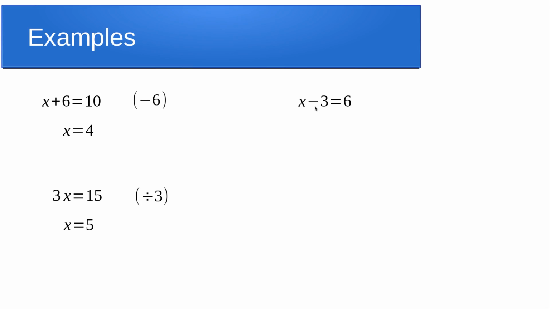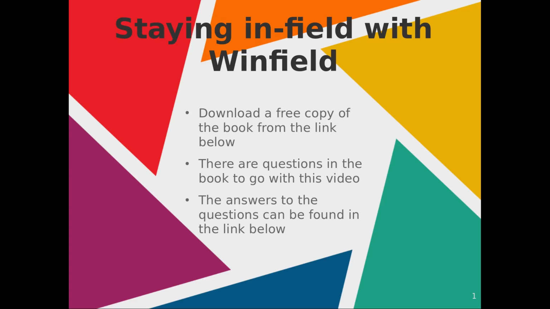So we're subtracting 3. We need to do the opposite and add 3. That will leave x on this side and 9 on the other. And finally, here the x is being divided by 4. The opposite of dividing by 4 is to multiply by 4. That will cancel this out to leave the x on its own on the left hand side, and 5 multiplied by 4 is 20.